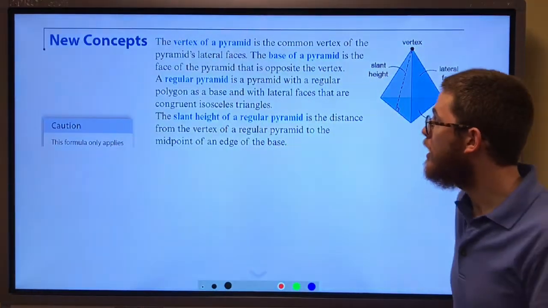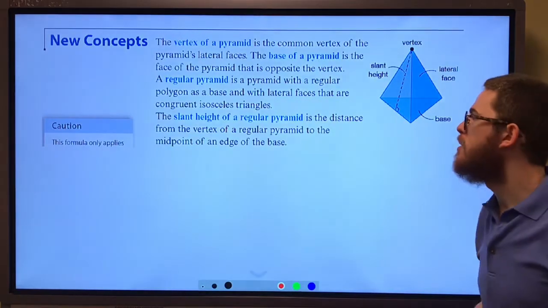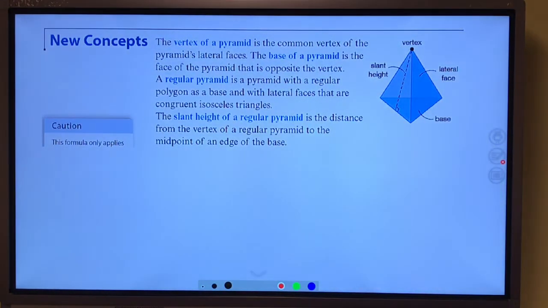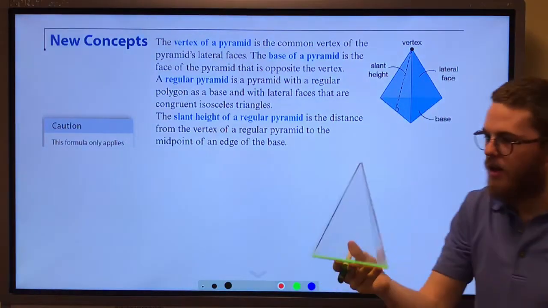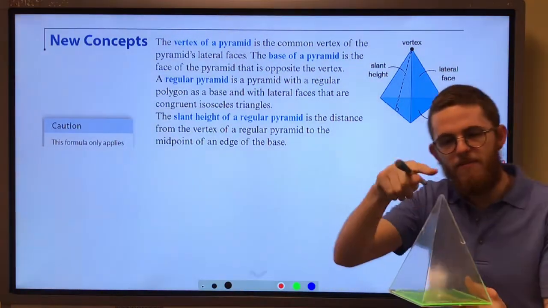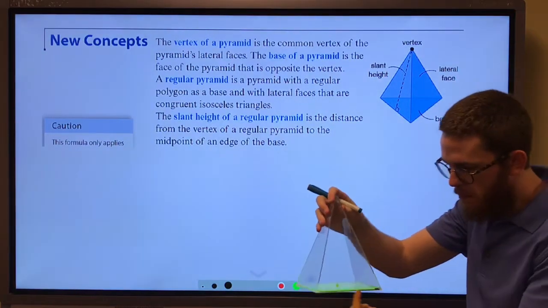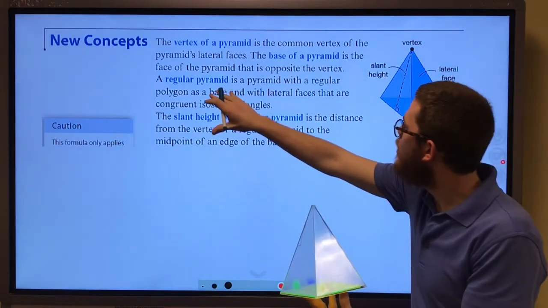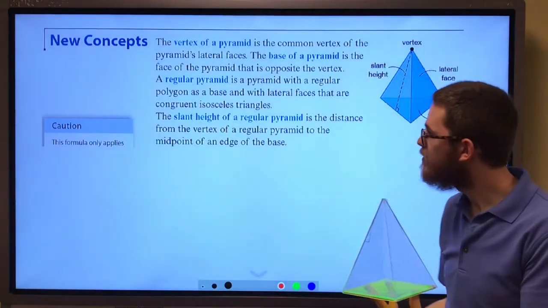All right, looking at surface areas and volumes of pyramids. Now, of course, as we know what a pyramid looks like. Here's what a pyramid looks like. A pyramid has a vertex, the vertex of our pyramid. We've also got a base, there's the base of our pyramid. A regular pyramid is a pyramid with a regular polygon as the base.